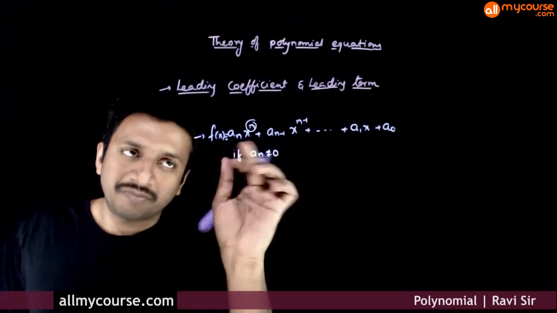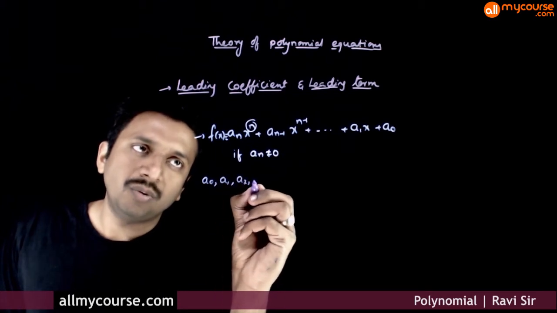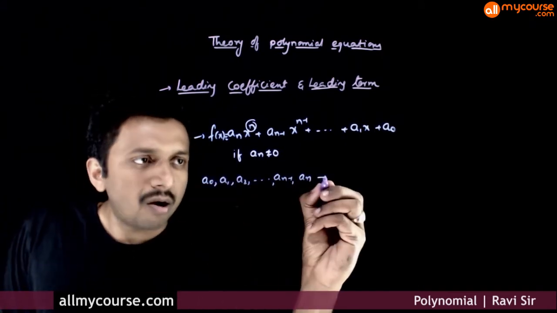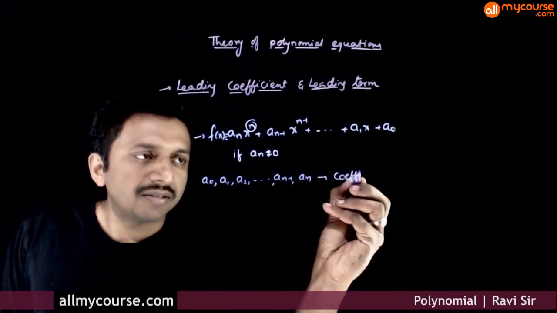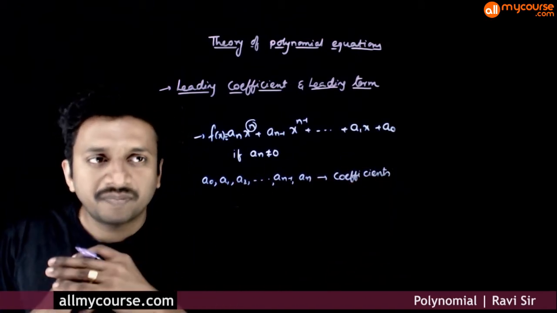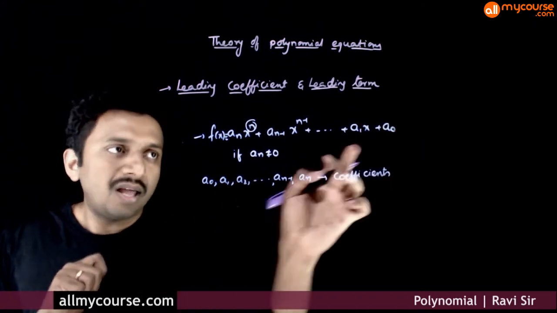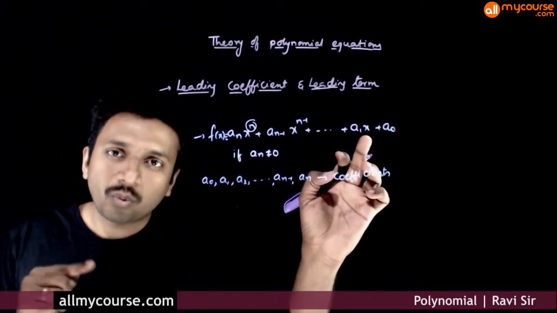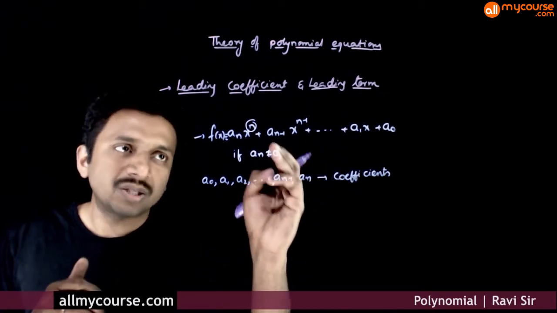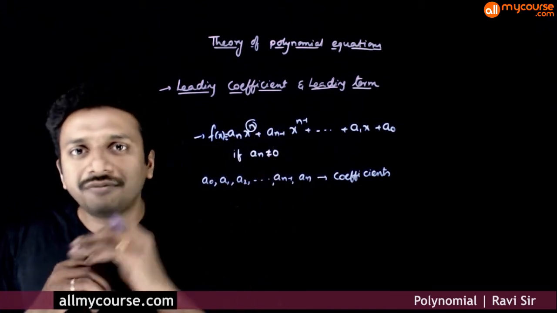So in this expression, a0, a1, a2, so on, an minus 1 and an are called coefficients of the corresponding powers of x. For example, a0 is the coefficient of x power 0, a1 is the coefficient of x power 1, a2 is the coefficient of x power 2, an minus 1 is the coefficient of x power n minus 1, an is the coefficient of x power n.